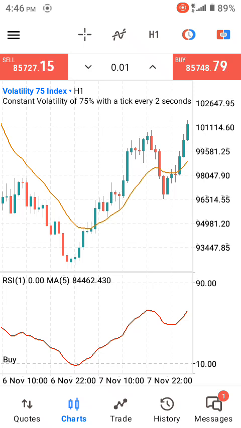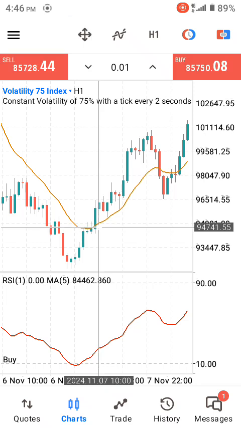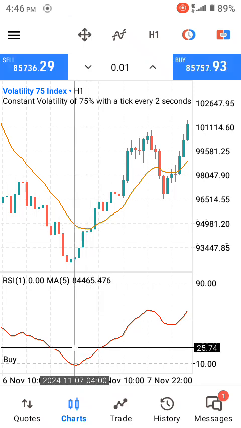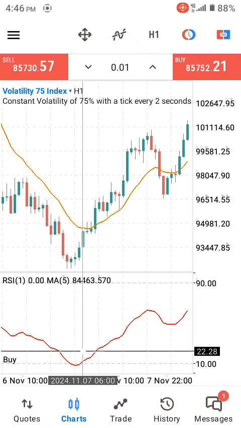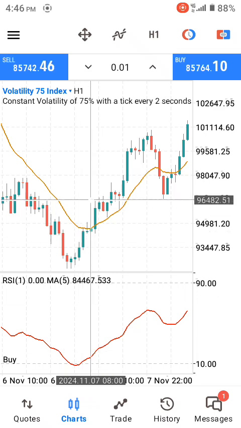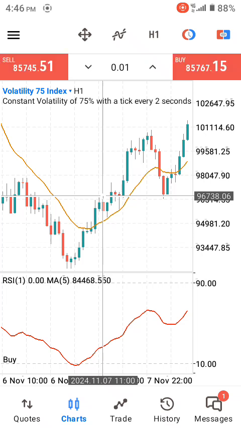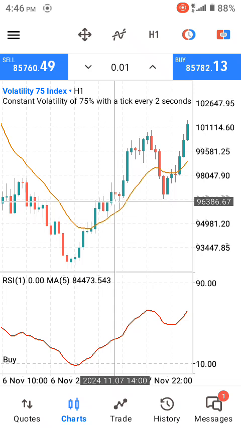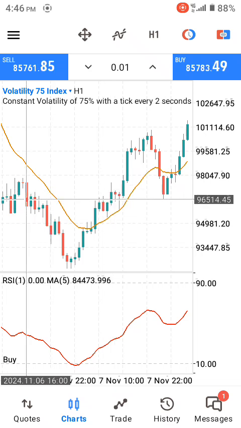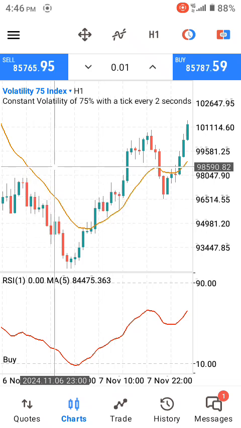Here we can see a buy setup. So how do you go about it? As you can see here, the moving average on the RSI was at 10, so we are looking for buys. It was around this area. So what we do, you wait for price to trade above the moving average on the main chart, and then you look for the recent structure. In this case it was this one.